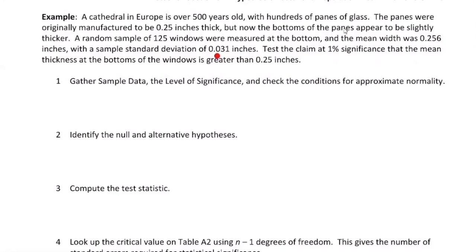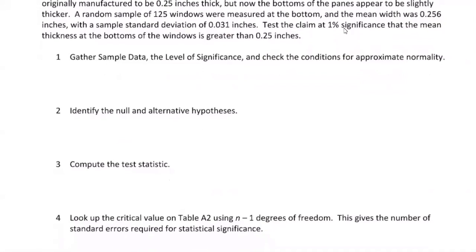And I can't decide if this is sort of a random thing or if it's real. So let's test the claim at a 1% significance that the mean thickness at the bottoms of the windows for all the windows is bigger, sort of thicker than how they were made, which is 0.25 inches. Or could this just be a random thing that happens with random data?